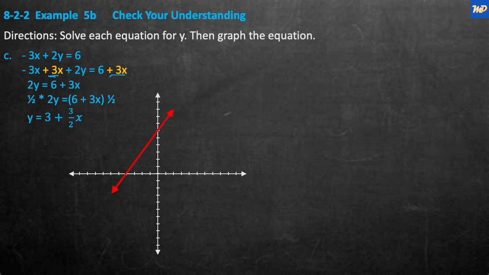When you do that, the 2 times a half is going to be 1. So we'll end up with 1y. And then we have to multiply the right-hand side by a half. But the entire side has to be multiplied by a half, so we're going to put parentheses around the entire side. And it looks now like the distributive property. That whole thing is times 1/2. And when you solve it, 1/2 times 6 is 3, and 1/2 times 3x is 3/2 x.